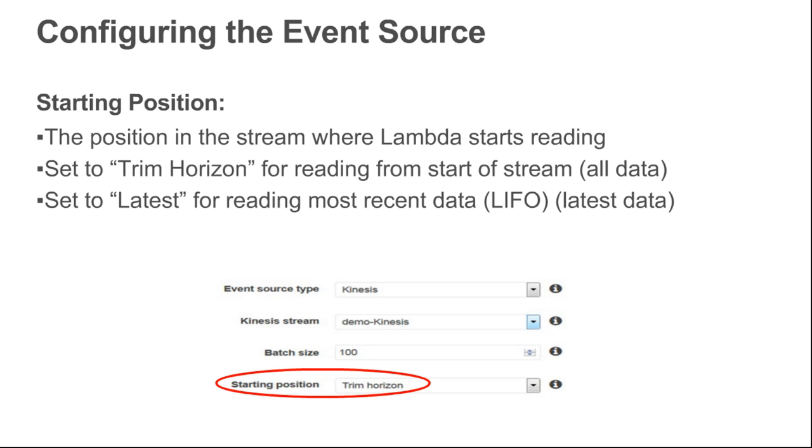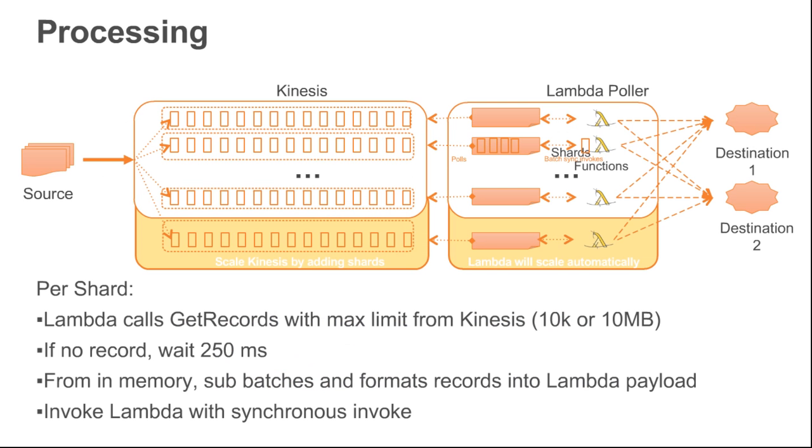The starting position here between trim horizon and latest tells you where Lambda will start reading. Starting it at trim horizon, we'll start reading from the start of the stream, so it will process all data, and setting it to latest will read the most recent data.